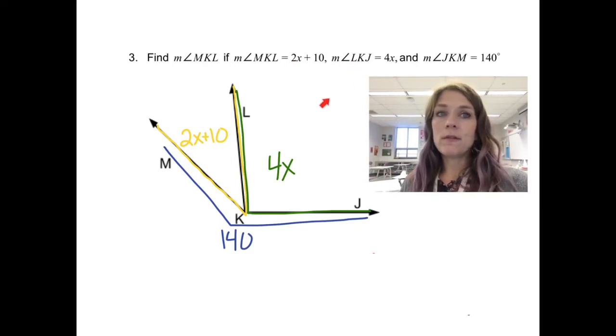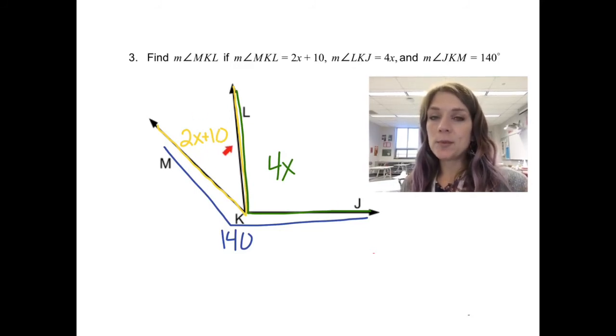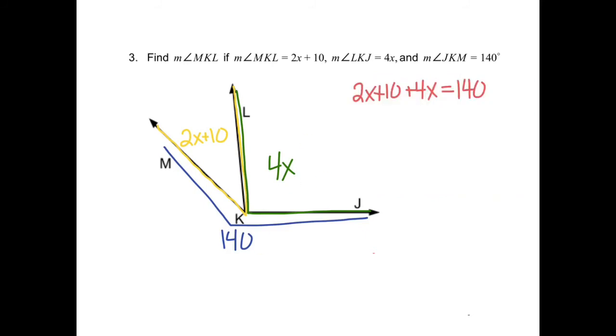Then it says the measure of LKJ is equal to 4x. So LKJ here in green is 4x. And then it says angle JKM is equal to 140 degrees. So this whole thing is 140 degrees. So maybe if you're not comfortable with the 140 down here, you can put it out here somewhere that from J to M is 140 degrees this way on that interior. So we're going to need to set up an equation using the angle addition postulate that 2x plus 10 plus 4x equals 140, and we'll solve that.